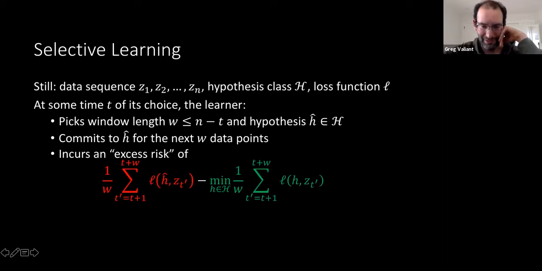Okay, so we could phrase this as selective learning. We still have this kind of arbitrary data sequence, some hypothesis class H, some bounded loss function. And at some time t of our choosing, we pick some window of length w, we pick a hypothesis h hat, and then we incur this excess risk, namely the loss we get over these next w time steps minus the best loss in our hypothesis class over these same w time steps.